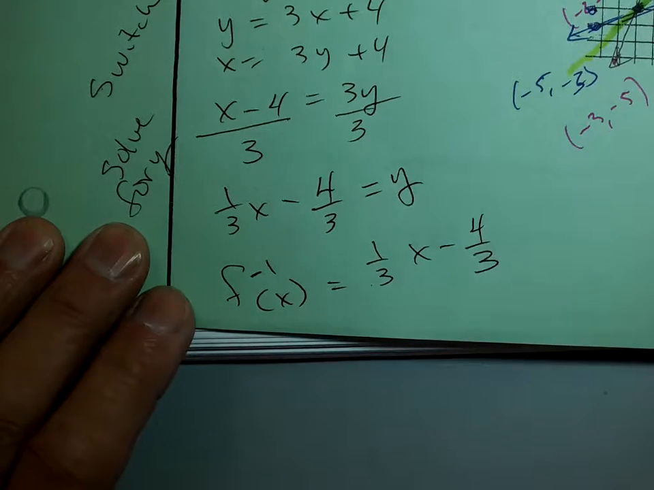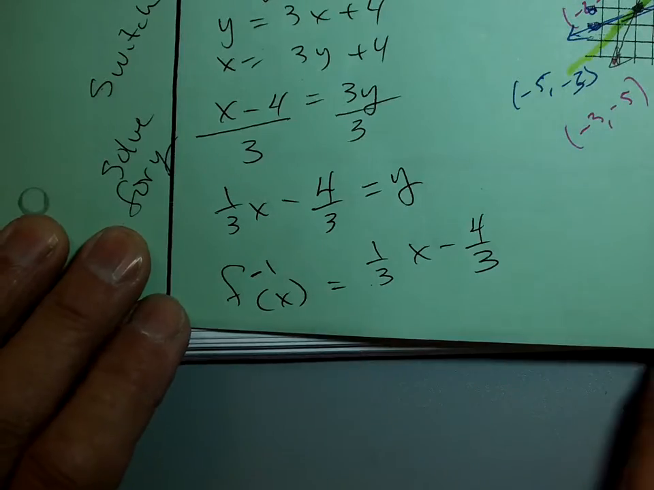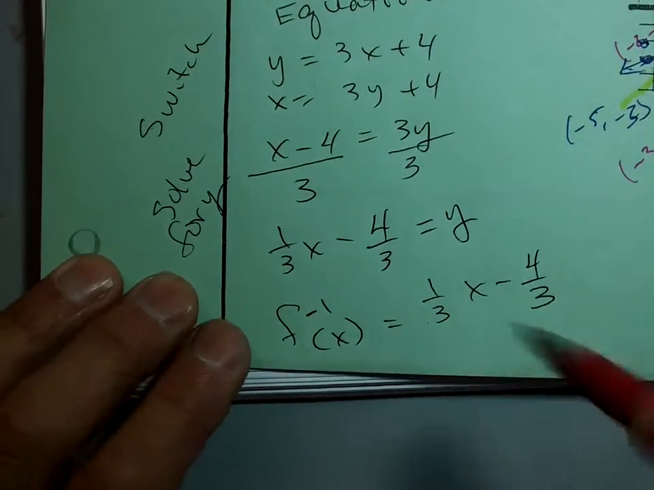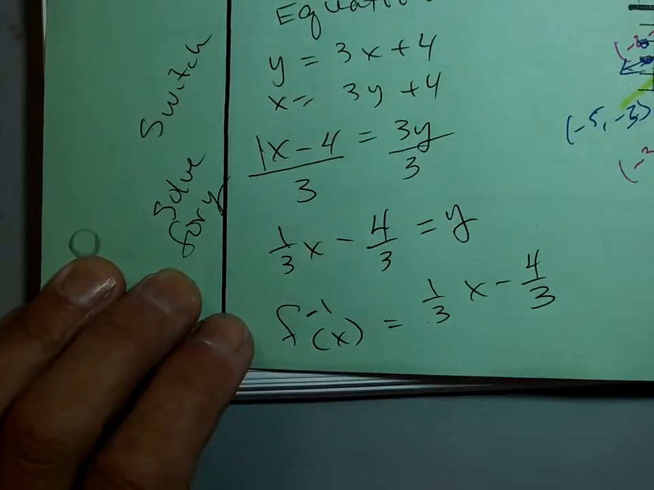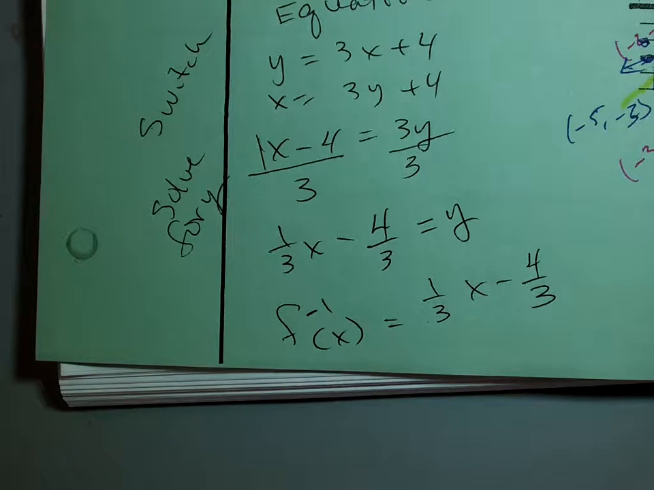Okay, now, why is it 1/3 x minus 4/3? Great question. So right here, Landon, that's a 1x, right? We don't normally write it, but we have to divide both terms by 3. So here's my 1/3 and my negative 4/3, okay?